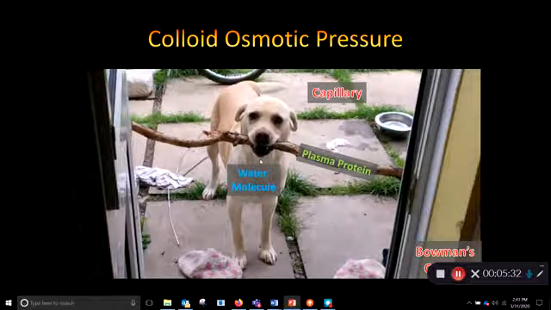That doggo just loves his stick so much. That water molecule loves its protein so much, but because that protein is just too big, the protein won't go through, and the water molecule just refuses to let go of that stick and sticks around. So it's stuck in that capillary bed.